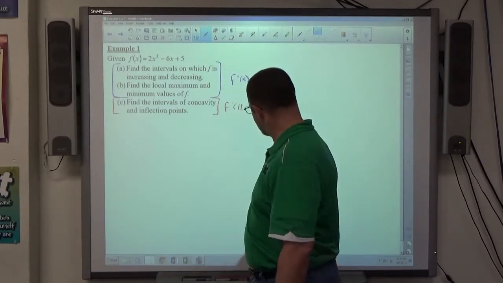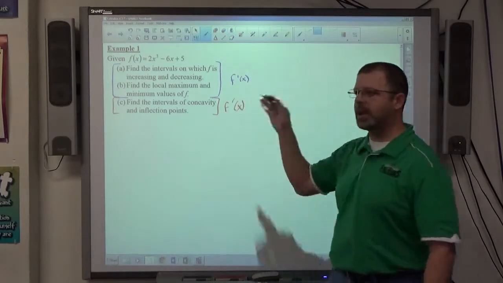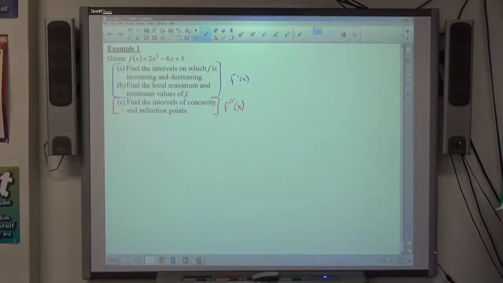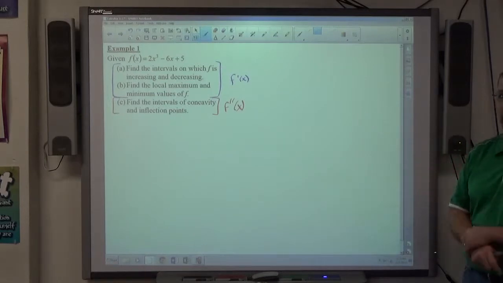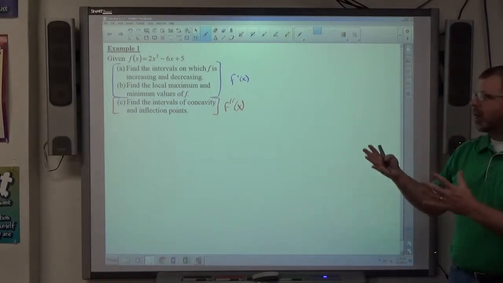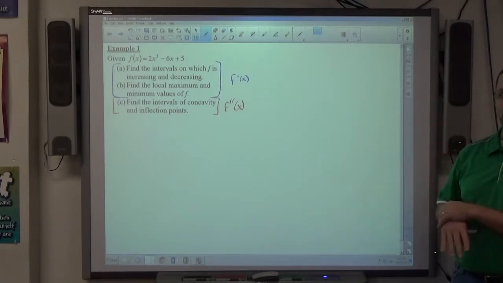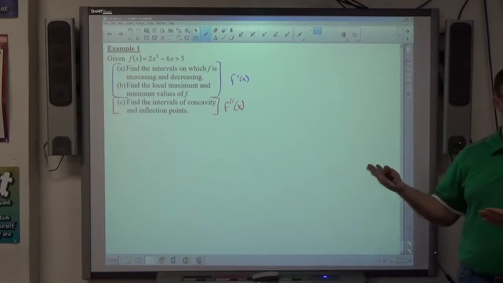What I'm writing here, f prime of x. All right, second derivative, f double prime of x. So, f double prime of x. So, the blue stuff has to be done, and then once I'm done doing all the blue stuff, then I want to move on to the red stuff. Eventually, I want to use the first and second derivative.